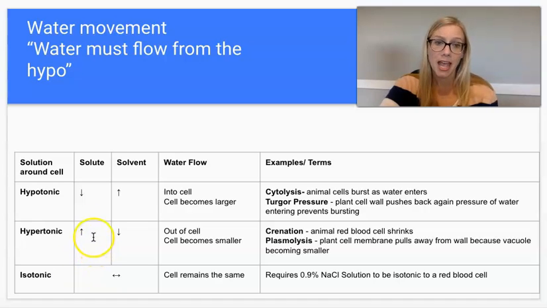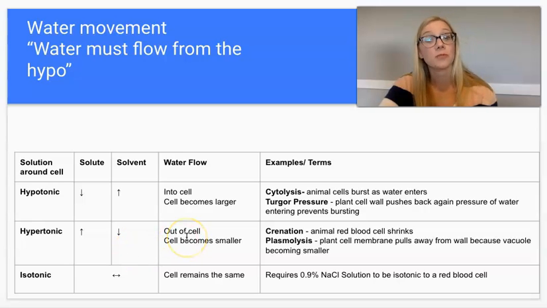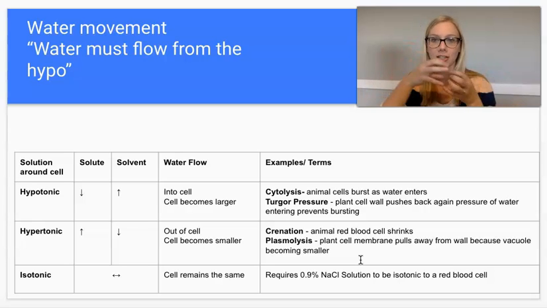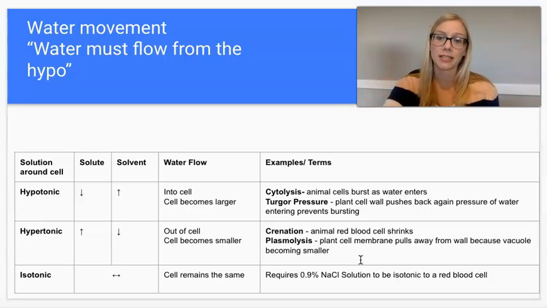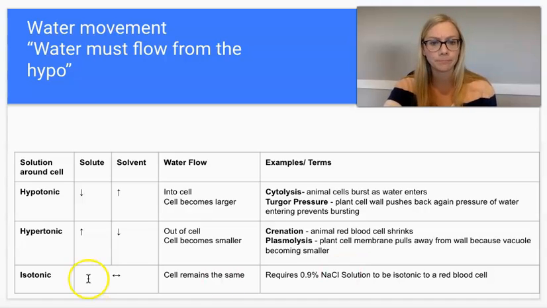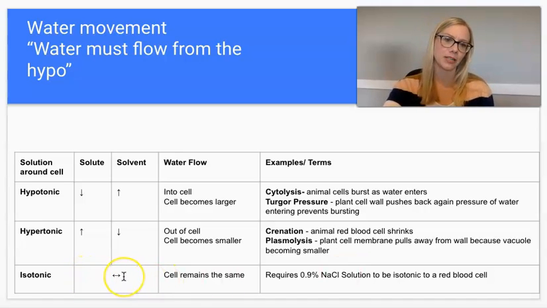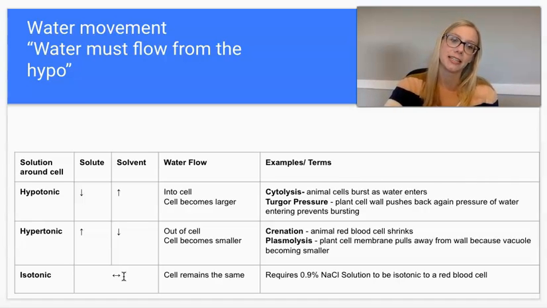Hypertonic solution, outside is higher solute, lower solvent. Water is going to move out of the cell and it will become smaller. Crenation typically is in red blood cells, animal red blood cells. When we talk about it, it's going to shrink. We're going to see a picture of it here in a second. And plasmolysis is where the plant cell membrane pulls away from the wall because the vacuole is becoming smaller and smaller. And then isotonic, well, I just put move back and forth or kind of the side arrow, right? Because it's equal to the solution inside the cell, so it remains the same.